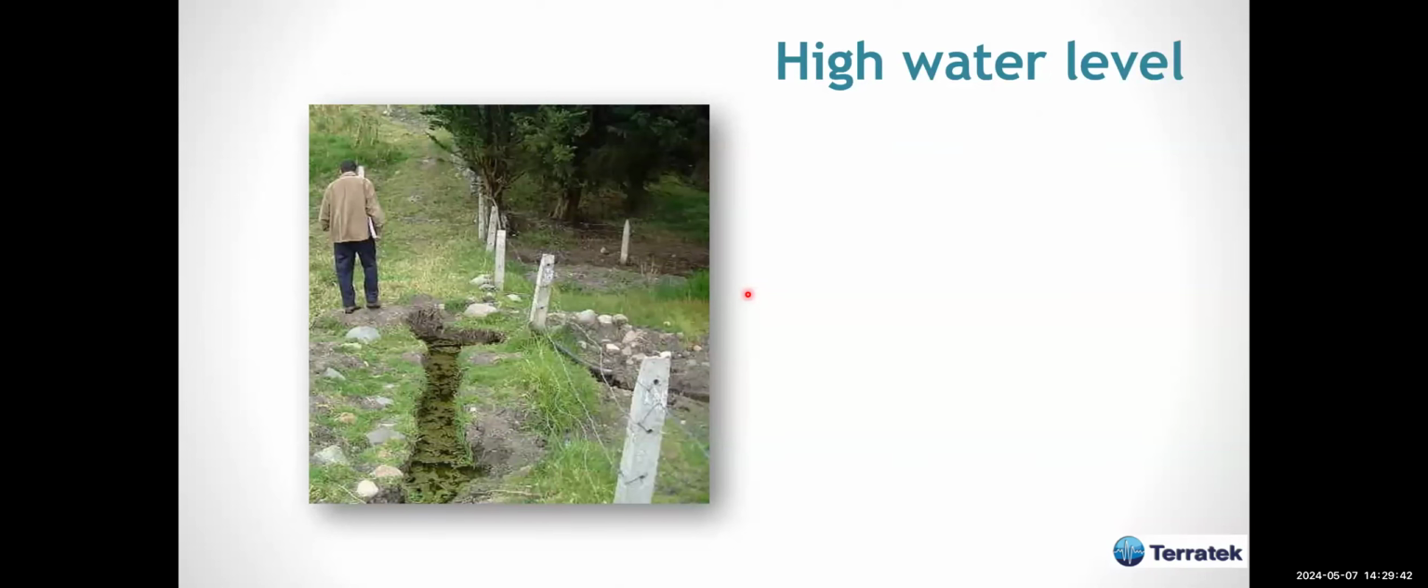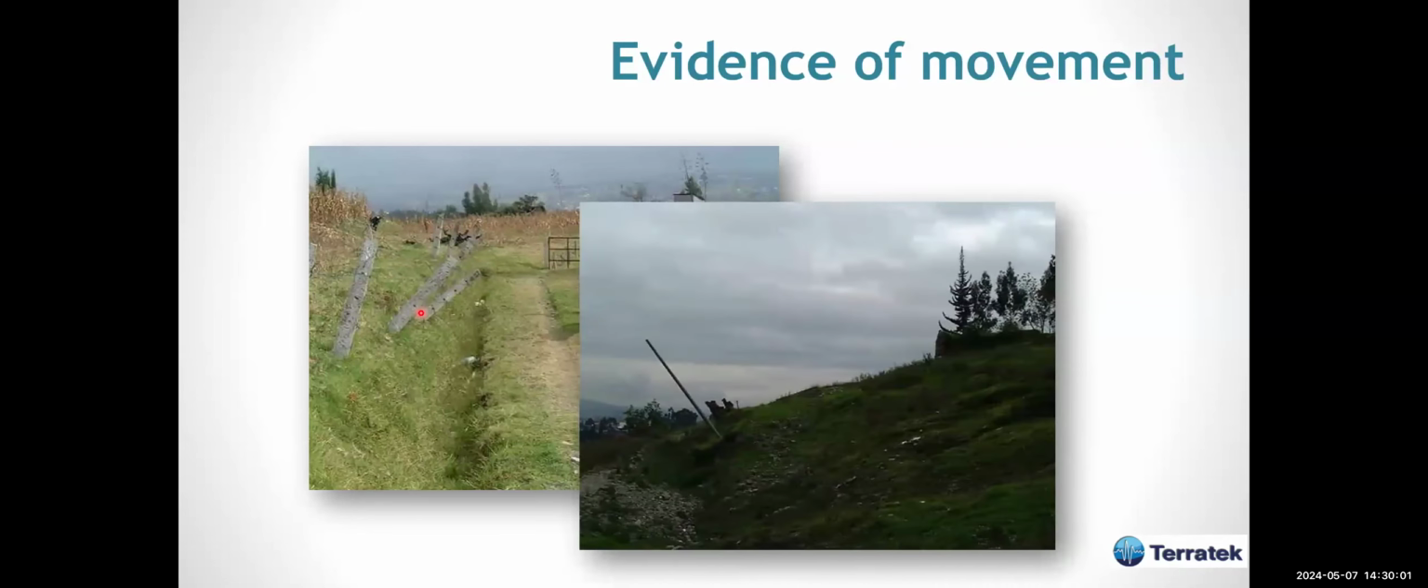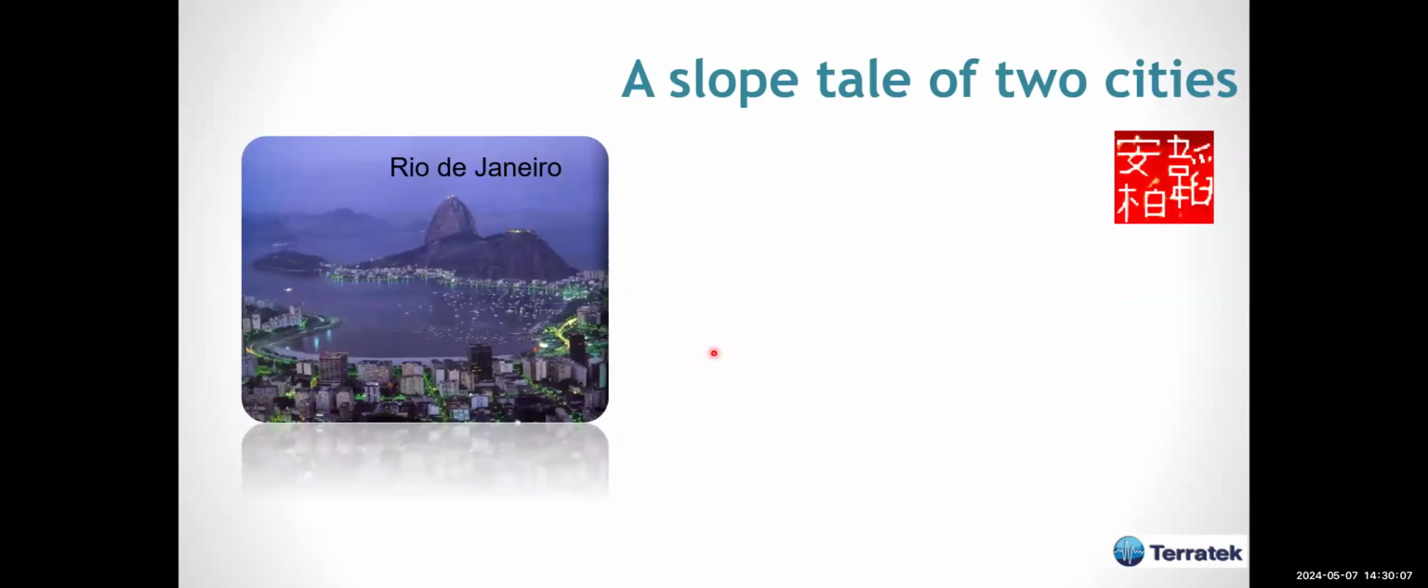And what we see as an indication of movement: all these poles are tilted, lots of water. This is the upper part of the slope. Evidence of movement. We see here these tilted poles, tilted trees, a tilted pole here, evidence of a slow movement.